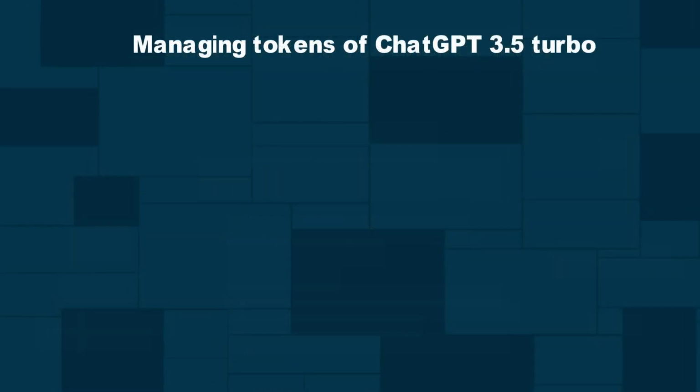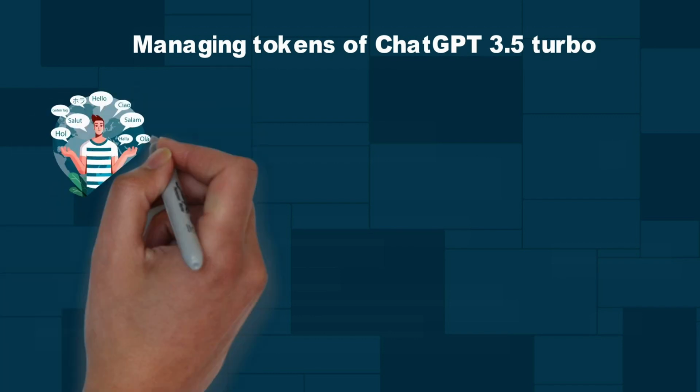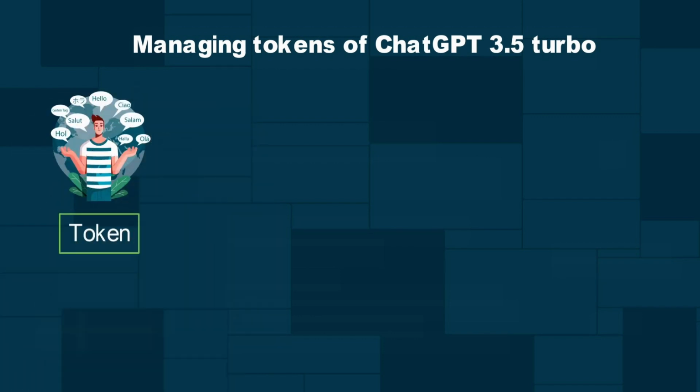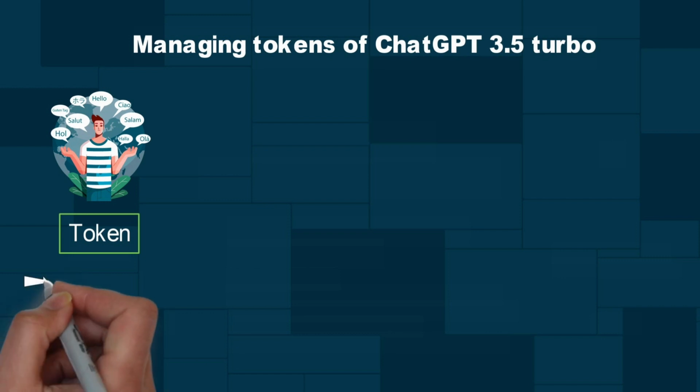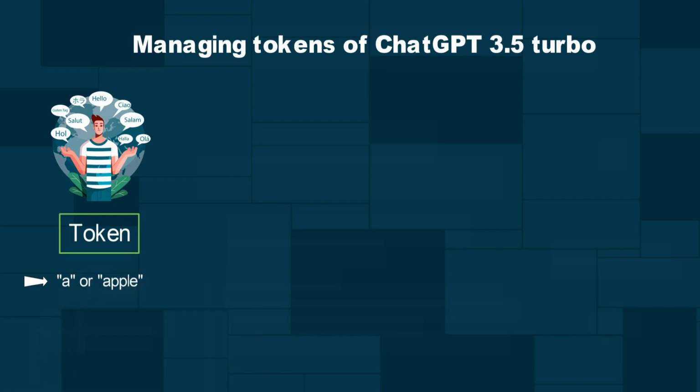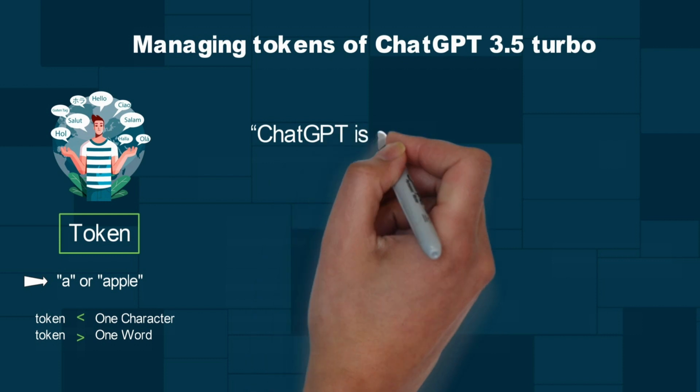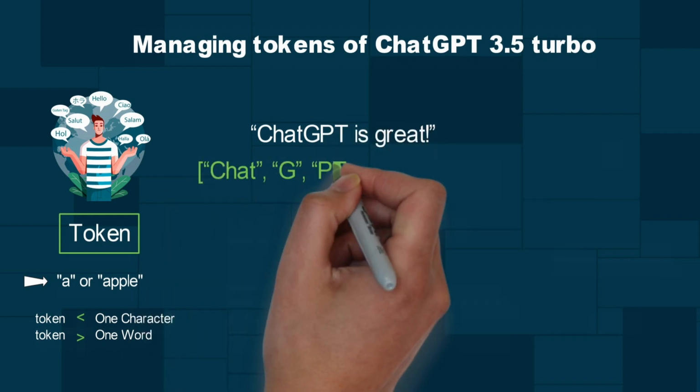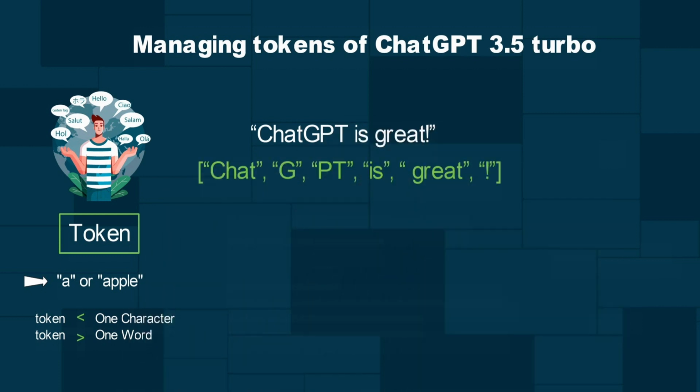Managing tokens of ChatGPT 3.5 Turbo. Language models read text in chunks called tokens. In English, a token can be as short as one character or as long as one word, e.g., a or apple, and in some languages, tokens can be even shorter than one character or even longer than one word. For example, the string "ChatGPT is great" is encoded into 6 tokens.